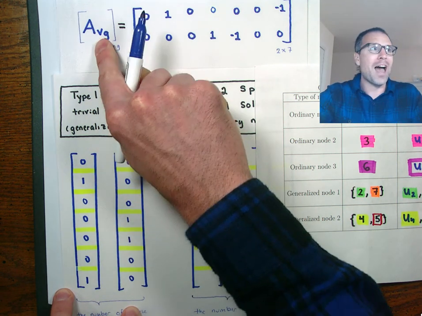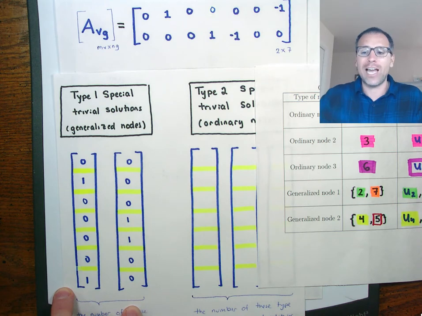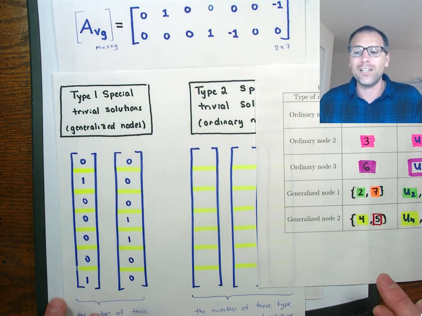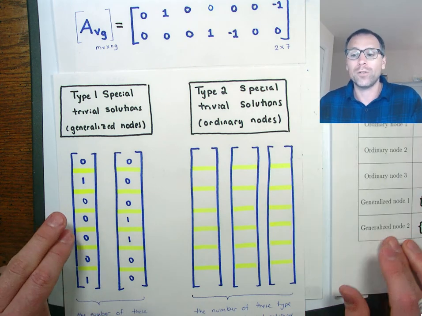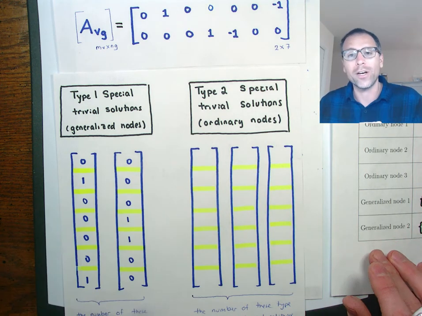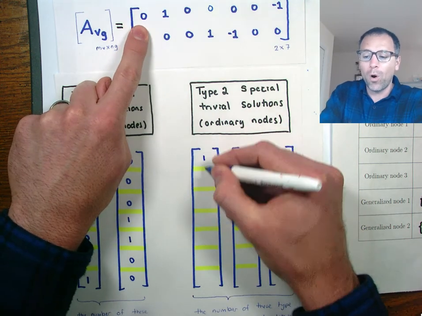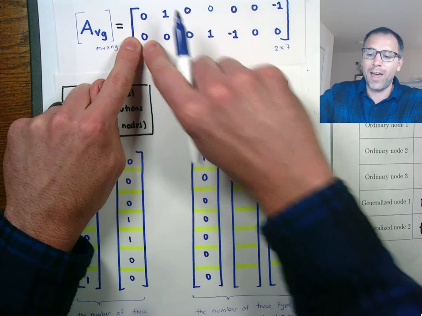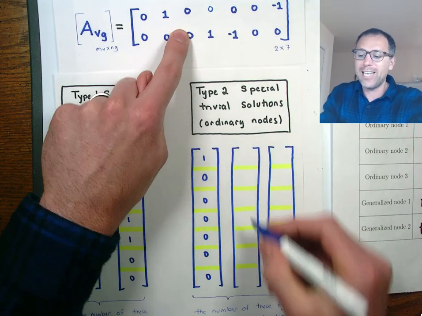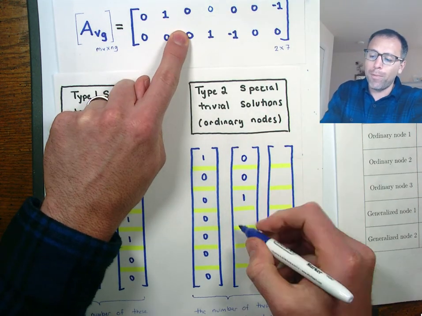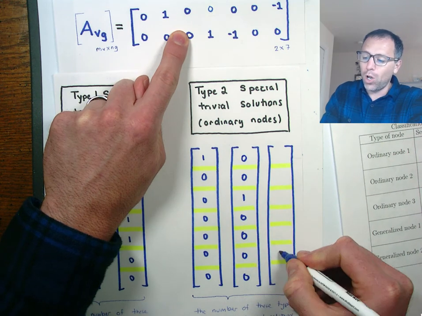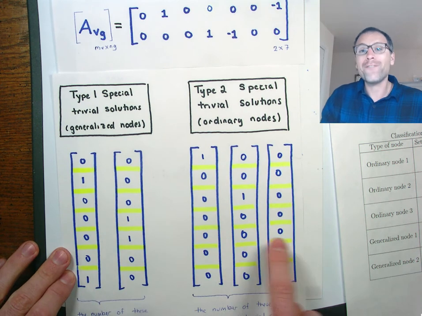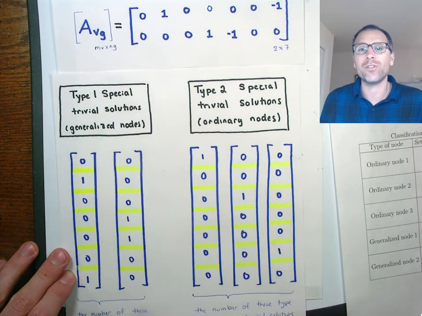Go ahead and multiply that matrix by either of those vectors and notice that they will take linear combinations of the non-zero columns that get sent to 0. The other type of special trivial solution, the one corresponding to ordinary nodes, literally what I'm going to do is put a 1 in the position of the 0 column. So the first 0 column happens in column 1. The second 0 column happens in column 3. And the third 0 column happens in column 6. Now I have 1, 2, 3, 4, 5 separate solutions that send that matrix to 0.